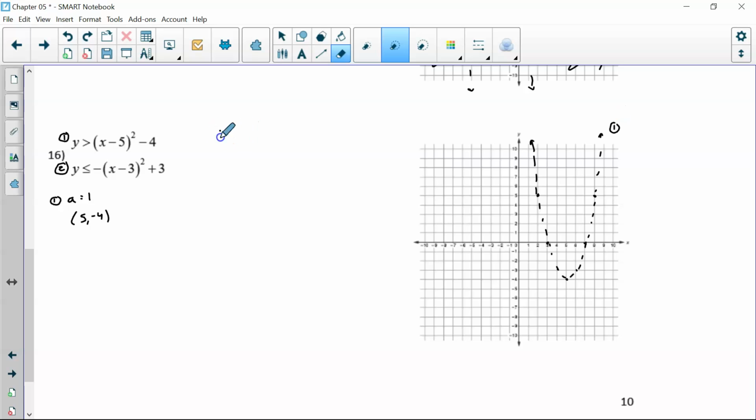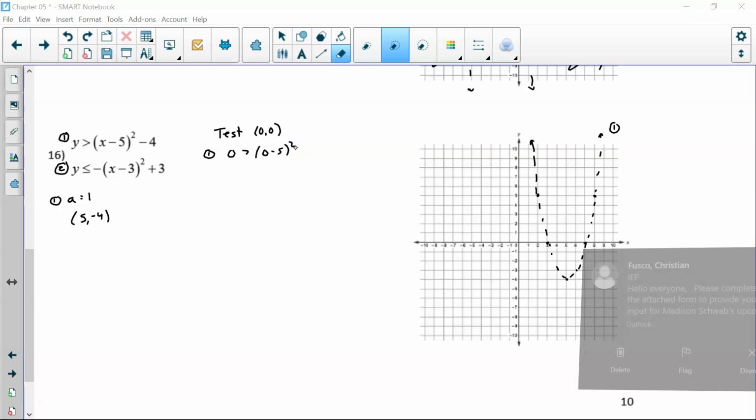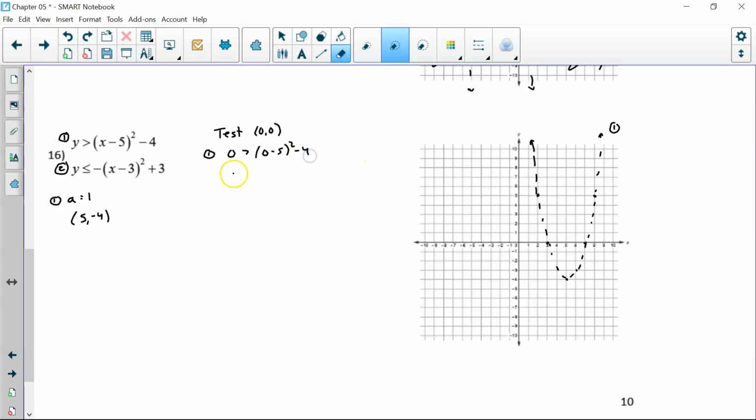And now let's pick a test point. I'm going to pick 0, 0 for the first one. 0 is greater than 0 minus 5 squared minus 4. So 0 is greater than -5 squared is 25 minus 4. So 0 is greater than 21. That is not true. So what we would be doing for that one is we'd be shading on the inside. Now I'm not going to shade everything. I'm just going to put a couple of arrows here saying shade inside the parabola.